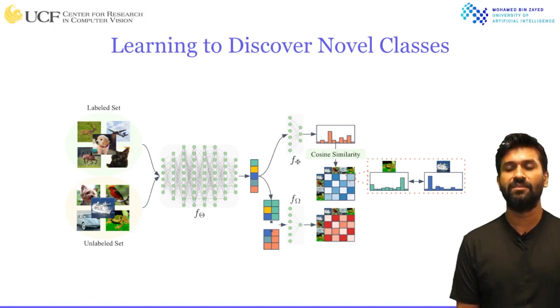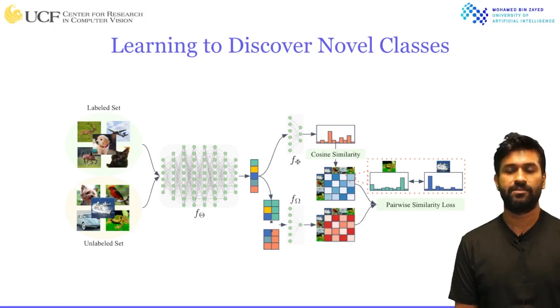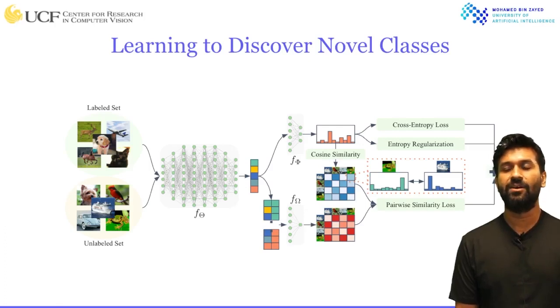Then between these two similarity scores, we can compute our pairwise similarity loss, which is basically an L2 loss. Next, from the output probabilities, we can compute two other losses. That means our cross-entropy loss and entropy regularization loss. Then we combine these three losses, and this would be basically our overall loss for this stage.